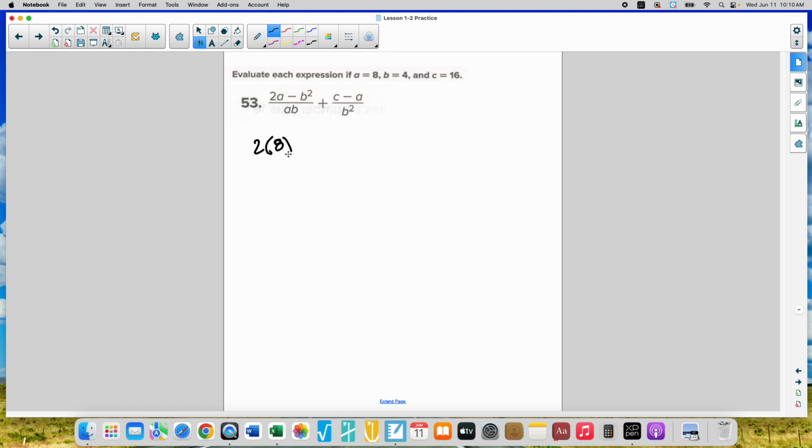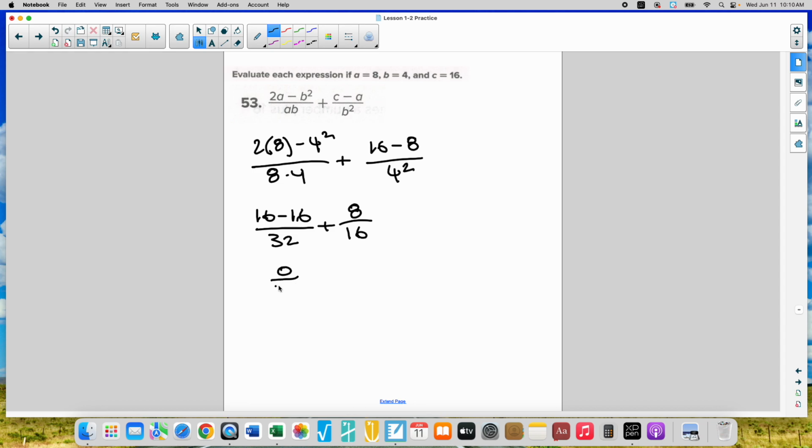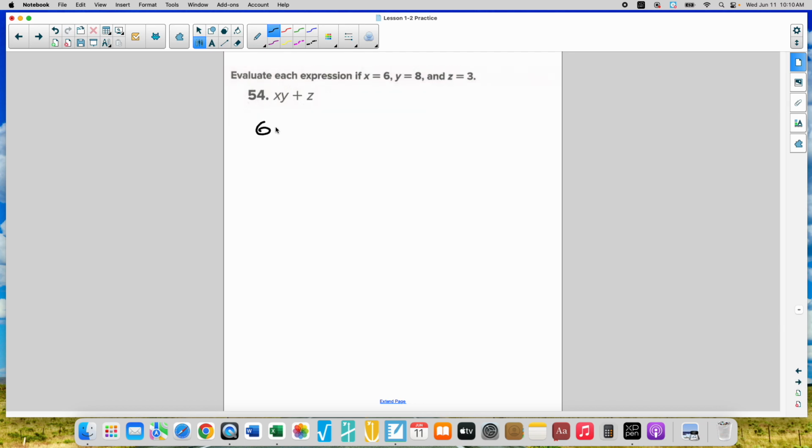2 times 8 minus 4 squared all over 8 times 4 plus 16 minus 8 over 4 squared. So let's do 2 times 8 is 16 minus 16 over 32 plus 8 over 16. That's 0 over 32 plus 8/16 can be simplified to 1/2. 0 over 32 is 0 plus 1/2 is 1/2. Another good, clean answer. I probably made a mistake then.